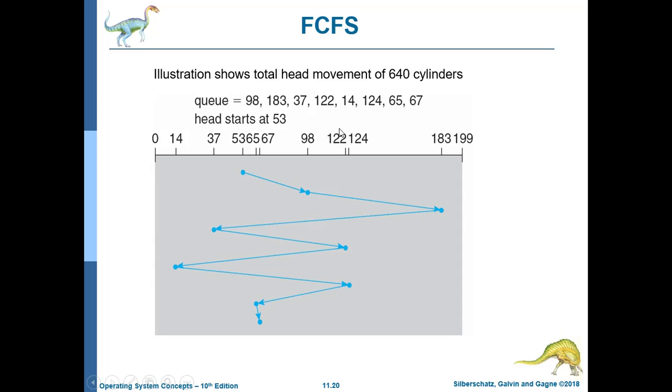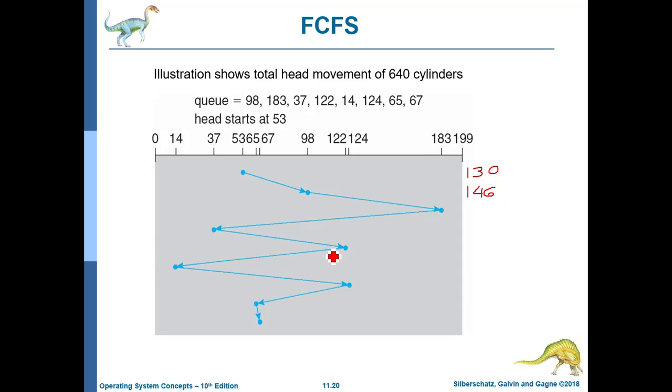For you to calculate the total head movement for this example, you have, so that you'll not be mistaken, 1, 2, 3, 4, 5, 6, 7. You have 7 lines, meaning you will add 7 values to get the total head movement. Let's start with this line. This line is 183 minus 53, which is 130. Next is this line, 183 minus 37, which is 146.